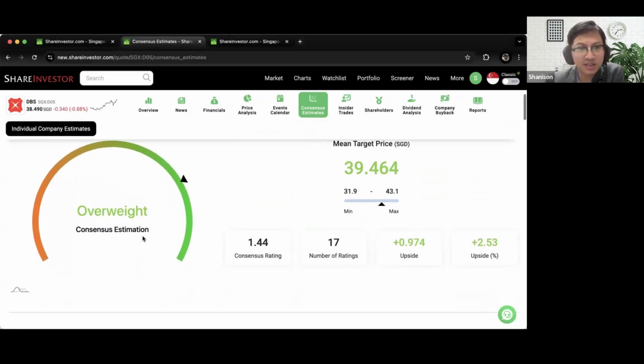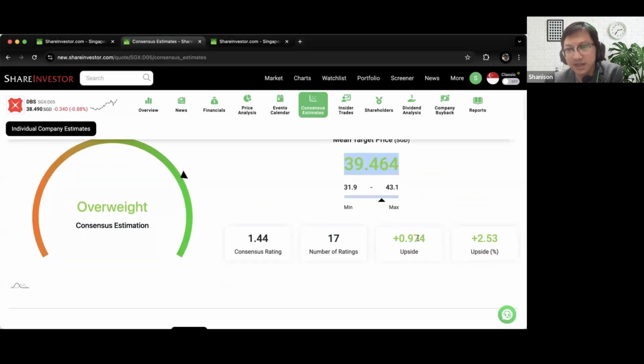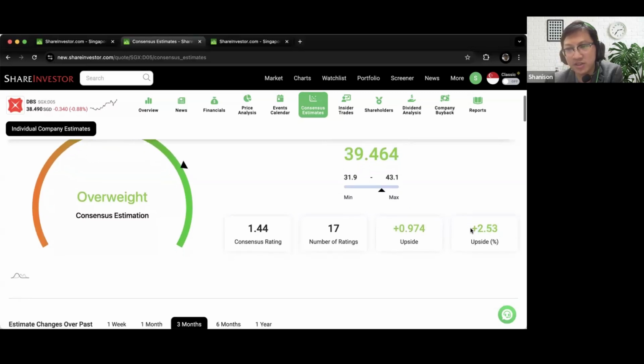So DBS right now is overweight in terms of rating, 1.44, not so bad, quite close to 1. And 17 ratings, which is normal because this is one of the very big banks, and a lot of research analysts have to cover it. This is the mean target price, based on the research analysts' average. And it might not be too high, it's 2.53 based on research analysts over here.